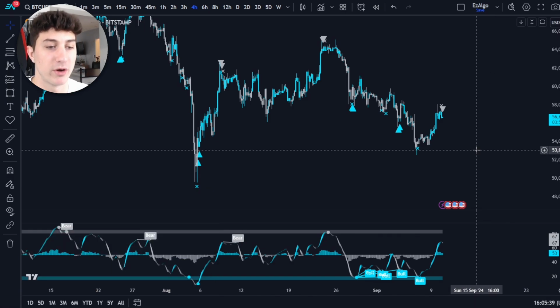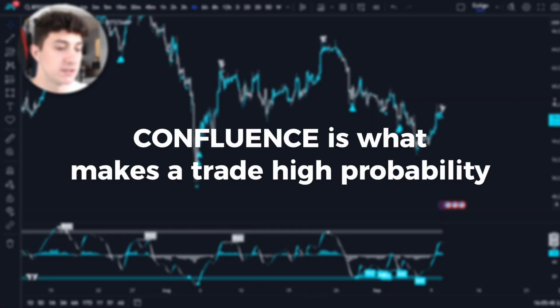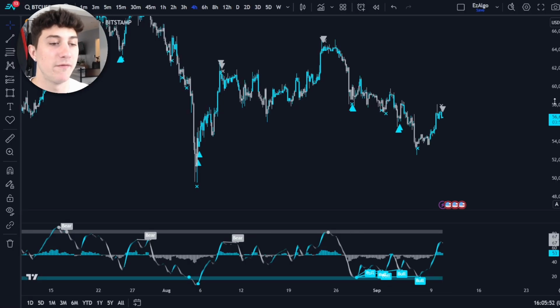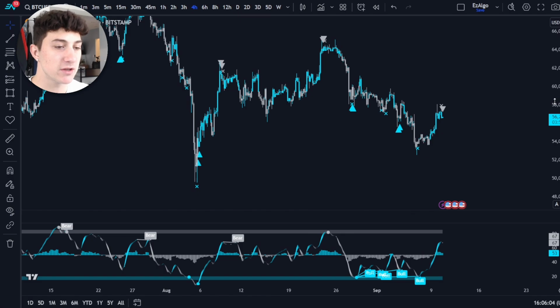all right? So you might be wondering, what is a key level? Well, a key level is a level that has confluences. Confluences is what makes a trade high probability or not. The amount of confluences that you have, the number of confluences. So a confluence could be a key support or resistance zone. This could be a key fib level. This could be a fair value gap. This could be a swing low, right? A swing failure pattern. These are the confluences that you want to look for. And I use what I just mentioned.